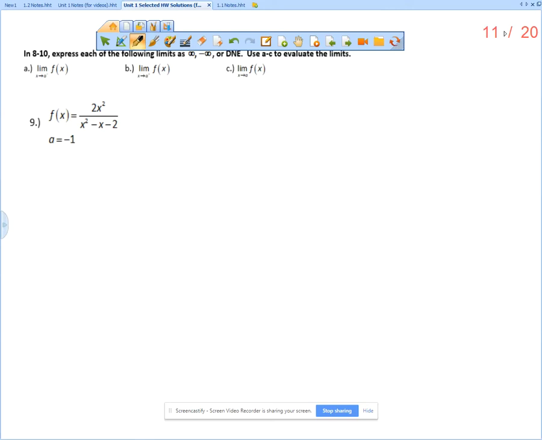This is the solution video for section 1.4, problem number 9. In this section, it says express each of the following limits as infinity, negative infinity, or does not exist. Use a to c to evaluate the limits.